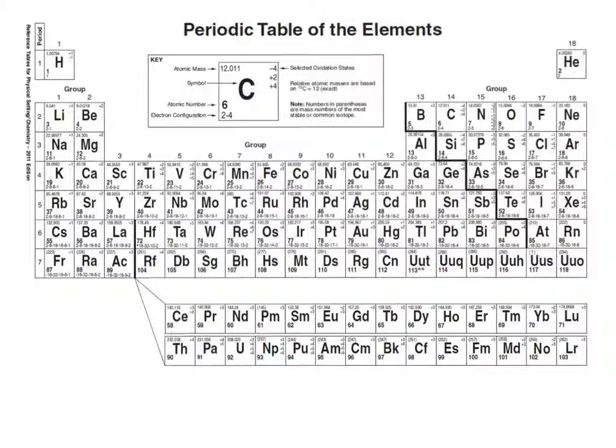The last major trend that we want to look at is reactivity. For reasons that we'll get into later on, the two most reactive elements on the periodic table are in these two corners. They both begin with the letter F. We have, in the top right, fluorine, and in the bottom left, we have francium.